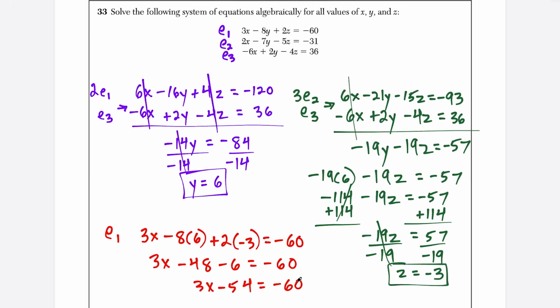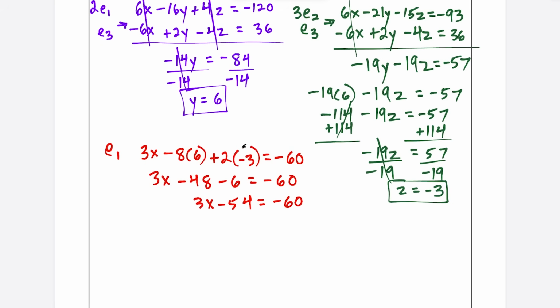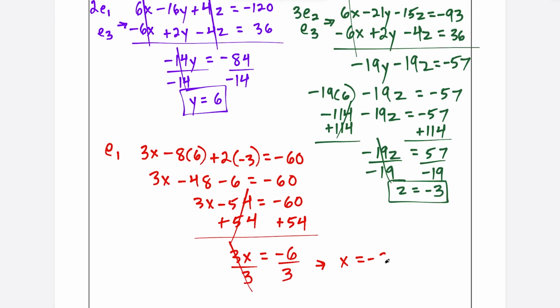So this now is just a simple two-step equation. So we're going to solve by just adding 54 to both sides. So we do plus 54. And we're going to have on the left, these terms cancel. 3x equals negative 60 plus 54, which is negative 6. Divide both sides by 3, and we get our last variable here. We have x is equal to negative 2. So here are the values for x, y, and z.